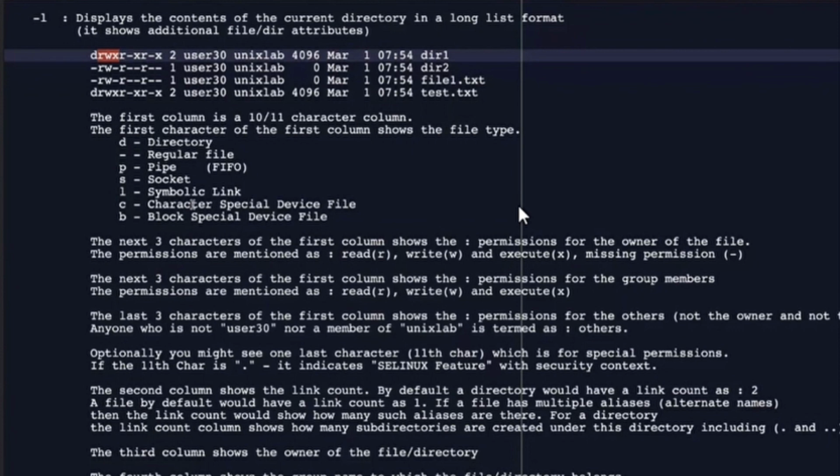And the order would always be RWX. So if you see RWX, that means the owner has read, write, execute. If you see RW hyphen, it means the owner has read, write, but no execute. If you see R hyphen hyphen, it means the owner has read but does not have write and execute permission. If you only see hyphen hyphen hyphen, that means the owner has neither read, write, nor execute. So a missing permission is shown as a hyphen.